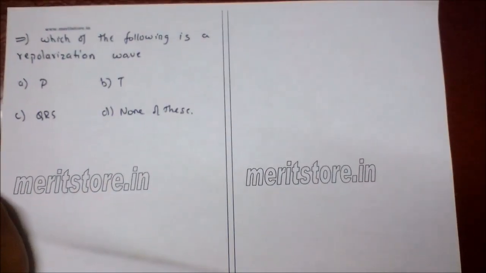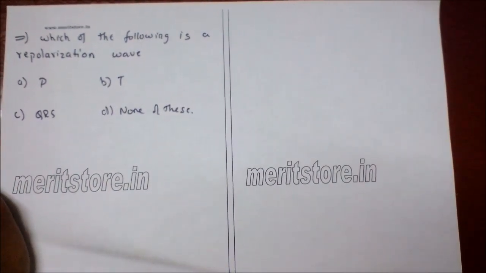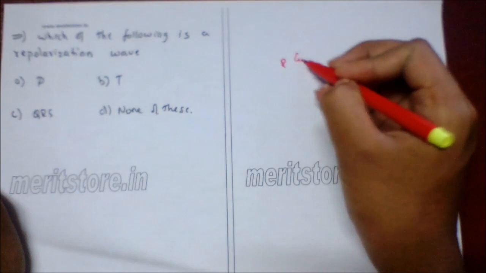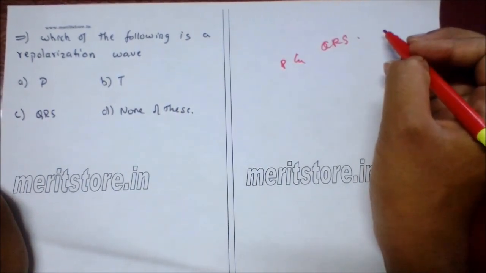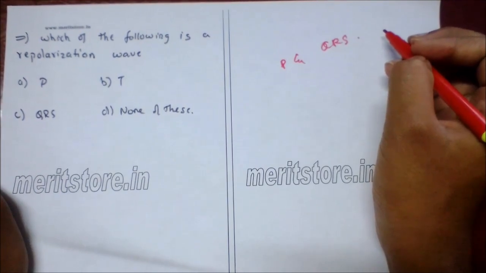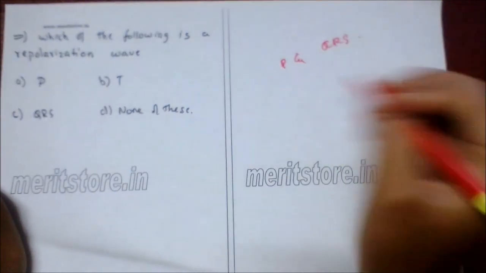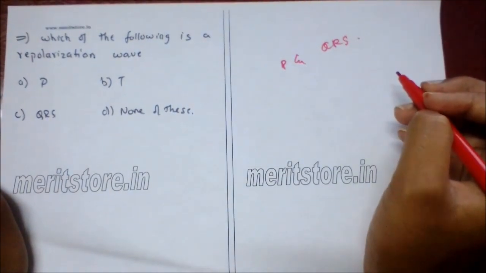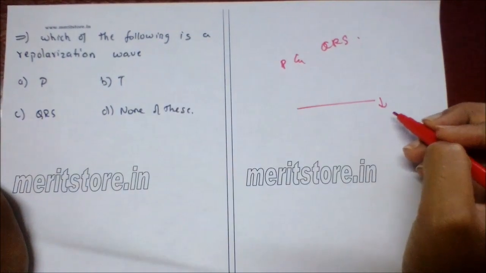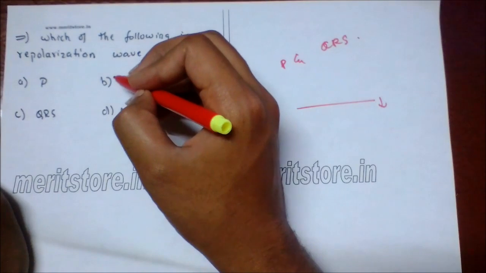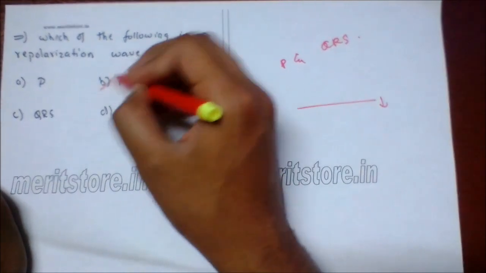Which of the following is a repolarizing wave: A. P, B. T, C. Q, R, S, D. None of this. So both P and QRS complex are considered as depolarizing waves, and T is the repolarizing wave as it is below the baseline. So option D is the correct answer.